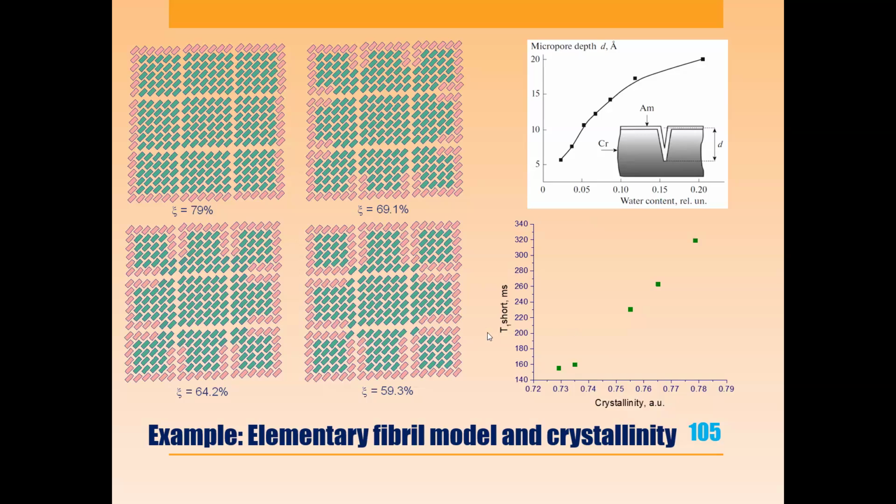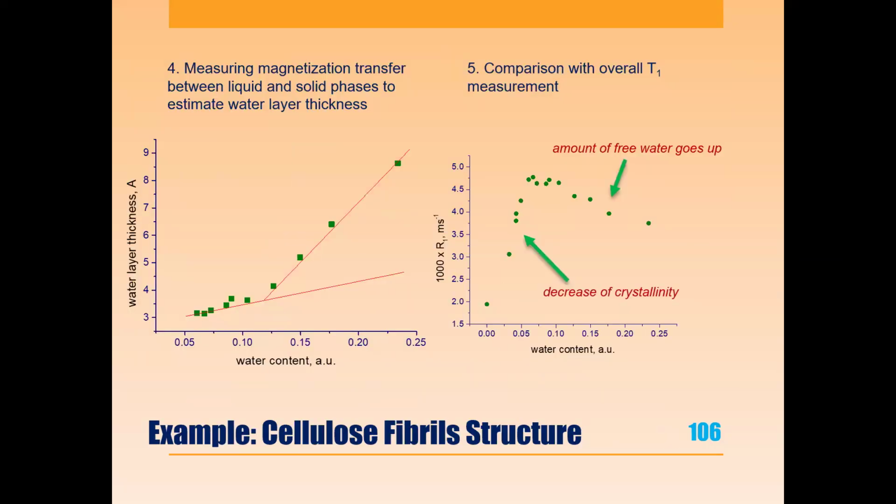At the same time, there is the T1 parameter. T1 is the spin lattice relaxation time. It is growing with the growth of crystallinity. So it decays with the amount of water, but if we plot it versus crystallinity, T1 will grow. So this is about the mechanism of spin lattice relaxation.